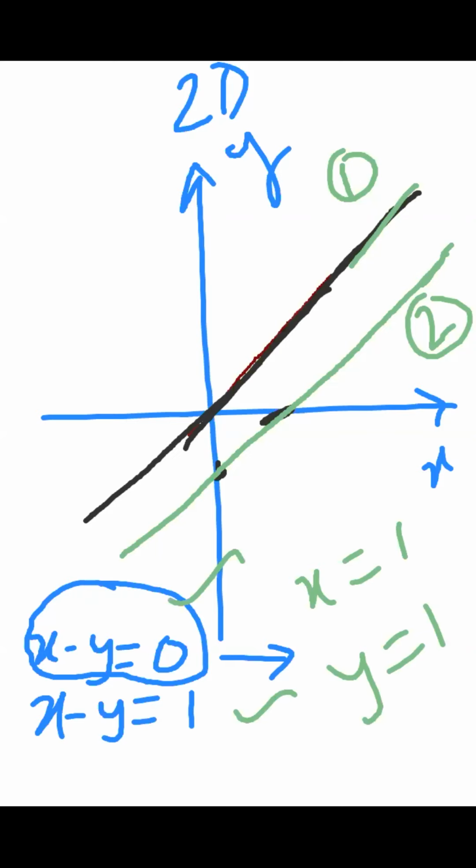That's why they used to call it inconsistent equations. Inconsistent equations will not have any solution. Okay, it will not have any solution.